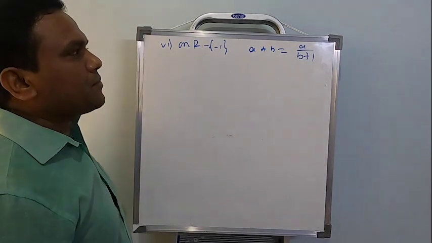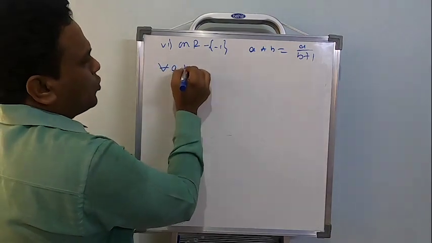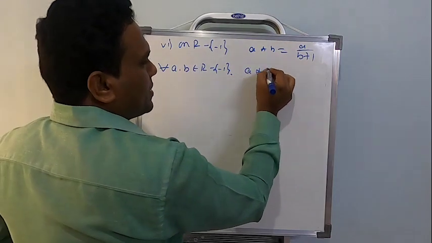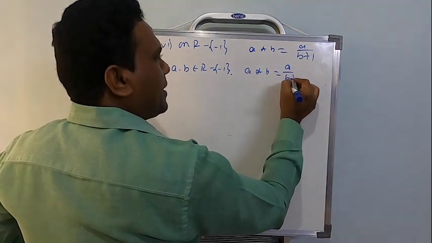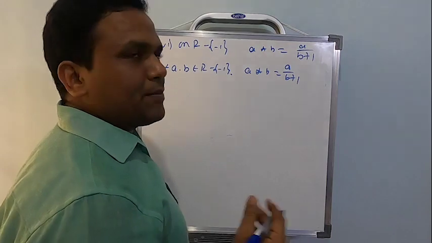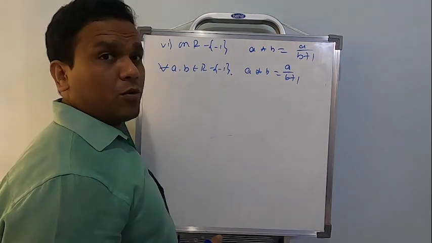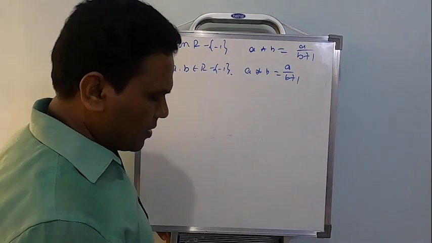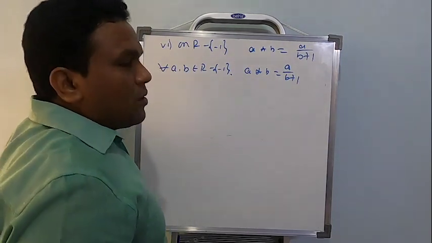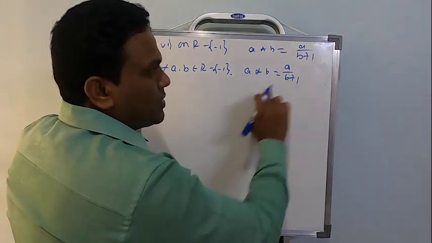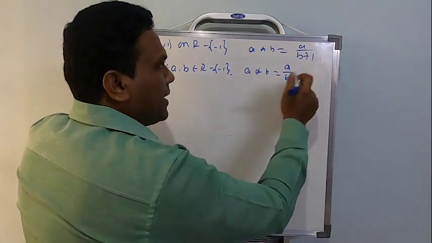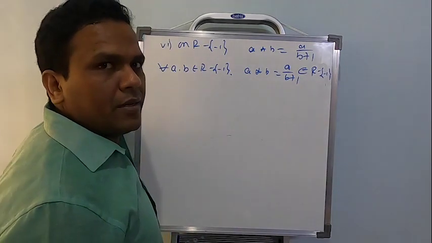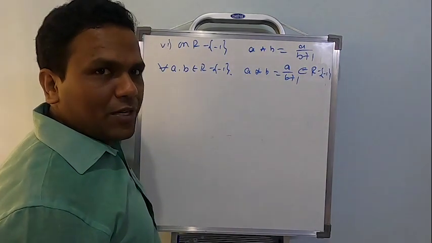Whenever I operate two elements from the given set, the operation is A star B equal to A by B plus 1, except minus 1, and that is what we have to check. What happens if I put minus 1? Then the denominator becomes 0 and it does not exist at all. A is a real number, B plus 1 is also a real number, and a real number by a real number is certainly a real number except minus 1. Hence it is a binary operation.